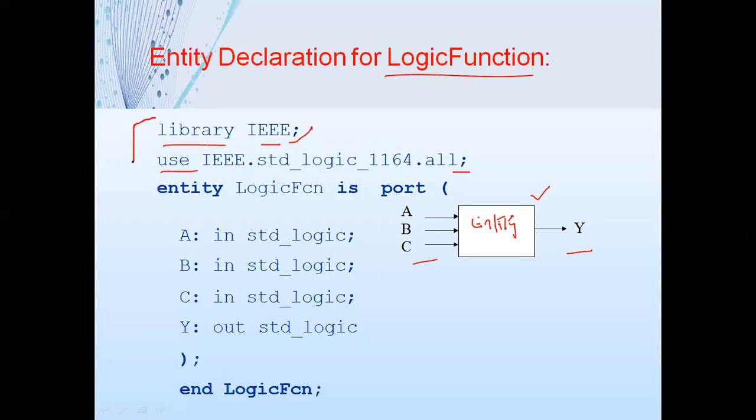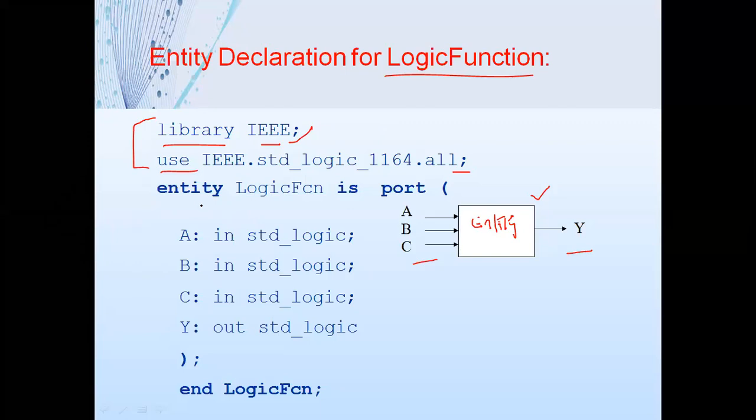Without these two declarations, even if you write the entity, it will not work for the simulation. So you must declare the library and then the package. That's why for any VHDL code, these two are the common things. For writing a VHDL code, first you have to declare the library, then you have to declare the package, right? And then the entity, you know the syntax.